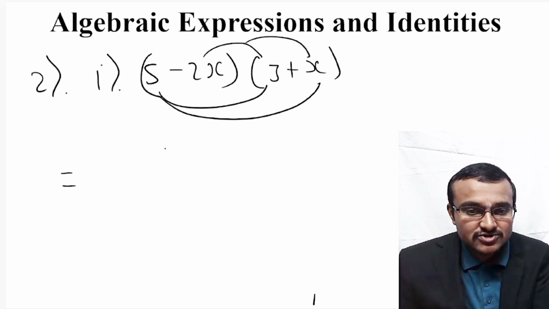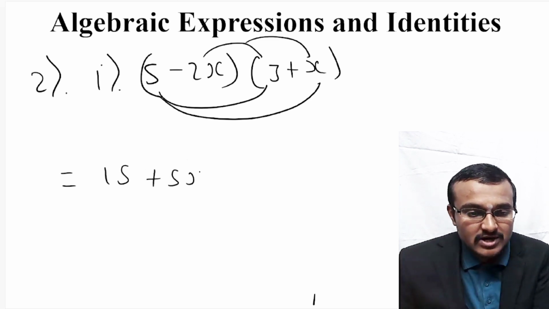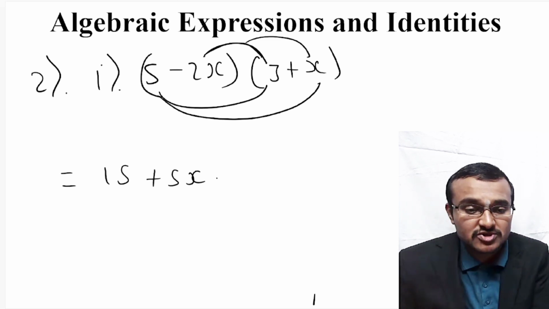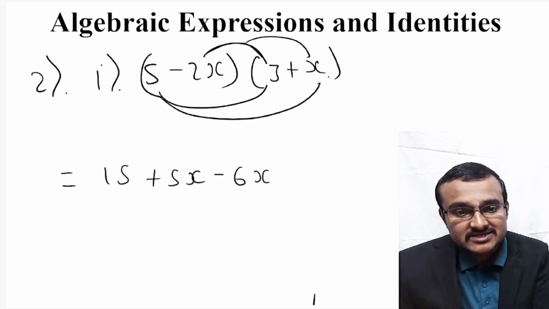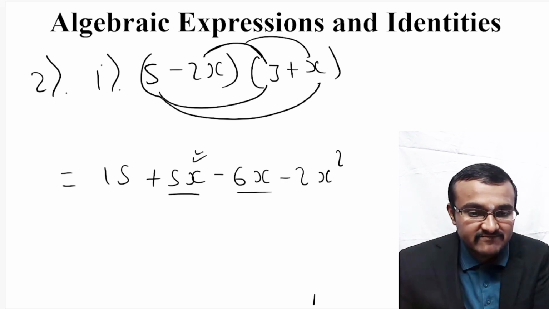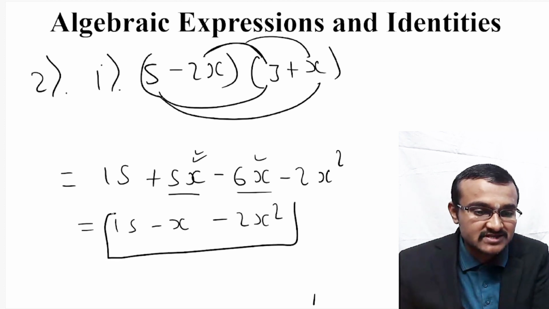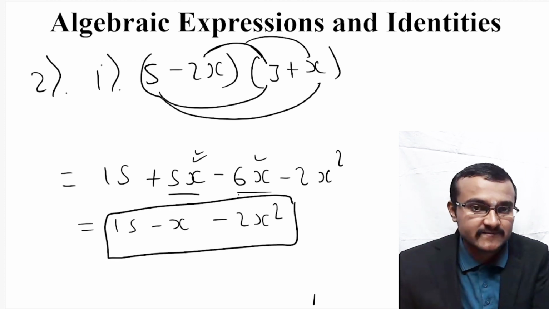So when you do that, 5 into 3 will be 15. So 5 into x will be 5x. So again when you multiply minus 2x with 3, it will become minus 2 into plus 3. So it will be minus into plus, minus 2 into 3 is 6, into x. So minus 2x into x will be minus 2x square. These two terms have the same variable x, so you can easily subtract 5 and 6. So 15 plus 5 minus 6 is minus 1x, then minus 2x square. So the answer for this first question is 15 minus x minus 2x square in this particular second question.